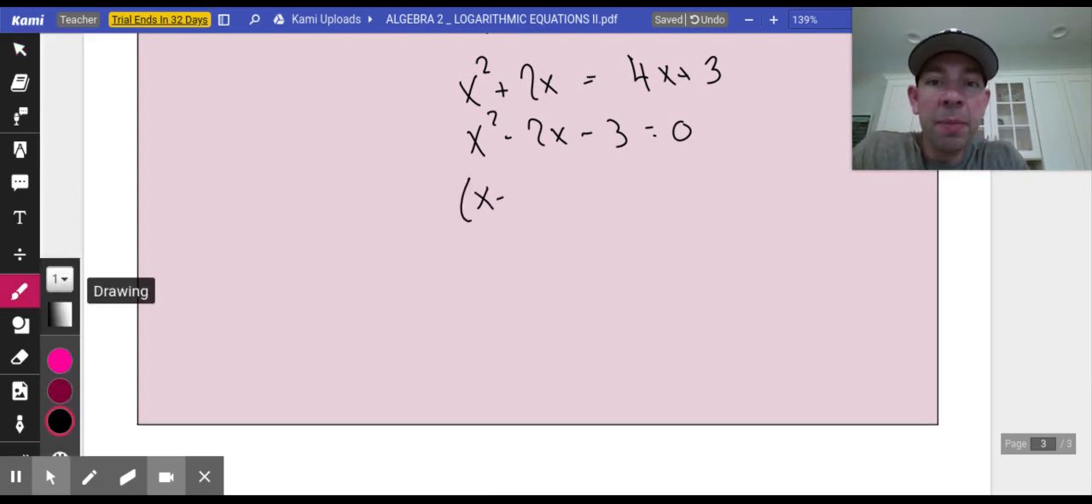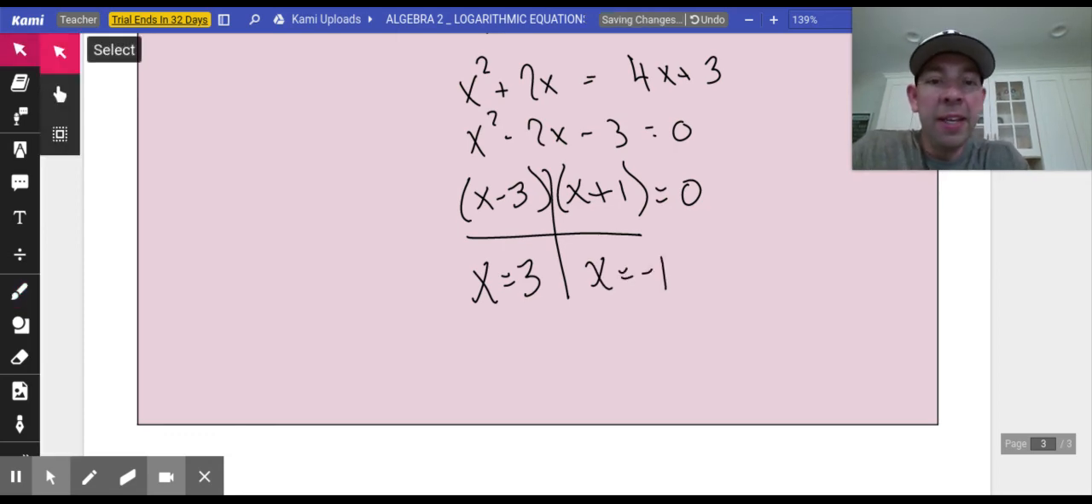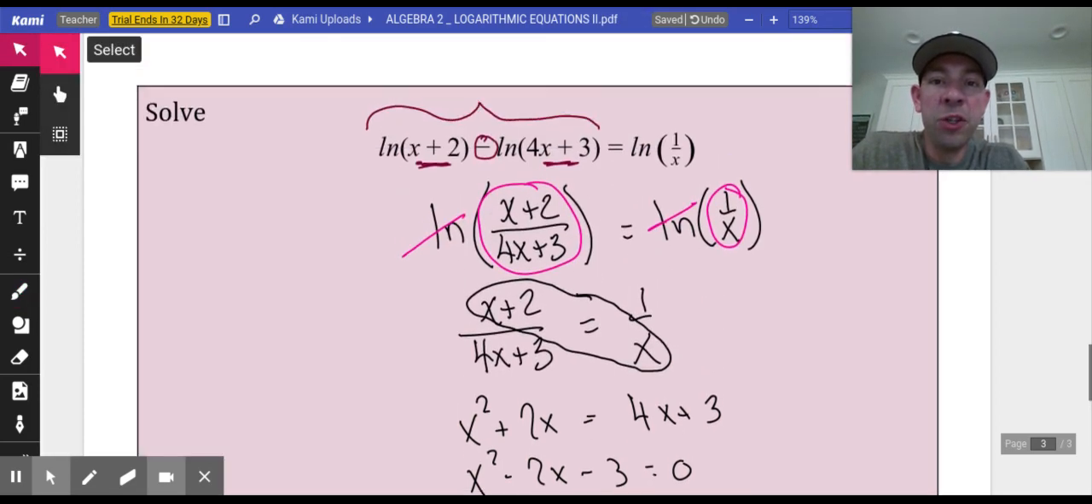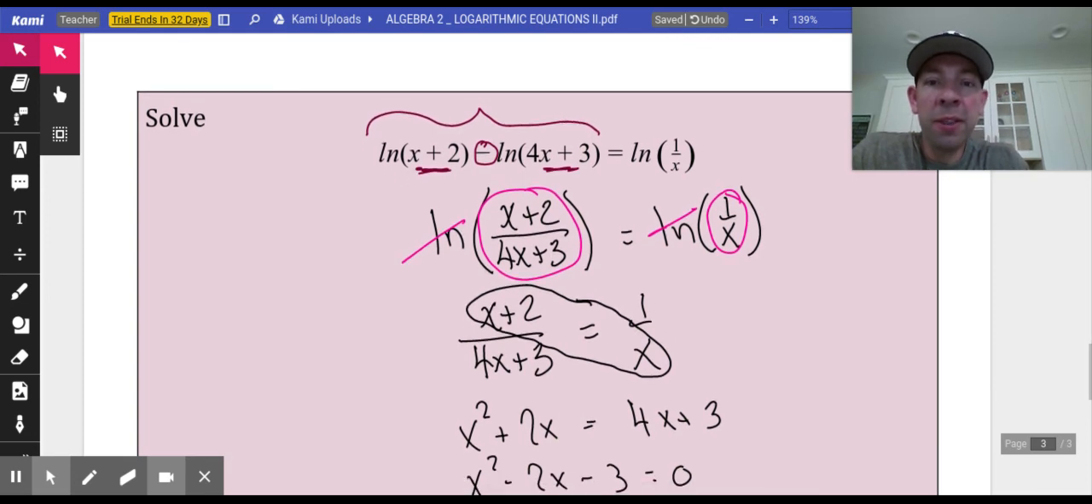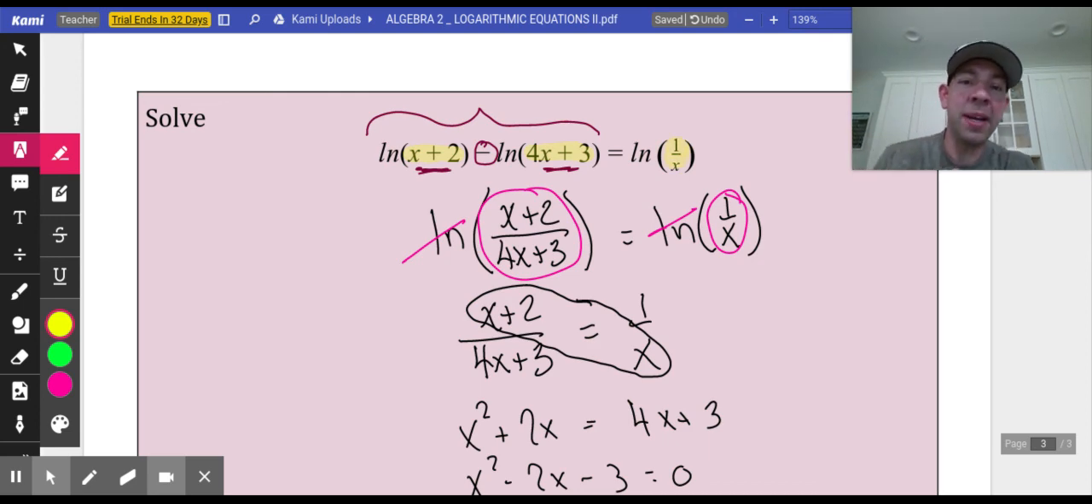So I'm thinking x minus 3, x plus 1 gets the job done. Once I tee this up, I get x equals positive 3, x equals negative 1. Let's see if either of these or maybe both of these check. Substituting a 3, I'm going to just do this one mentally. Substituting a 3 gives me a 5. That's okay. Substituting a 3 gives me a 15. That's okay. And I get a 1/3 here. 1/3 is okay. As long as it's positive, we're okay. So definitely the 3 checks.